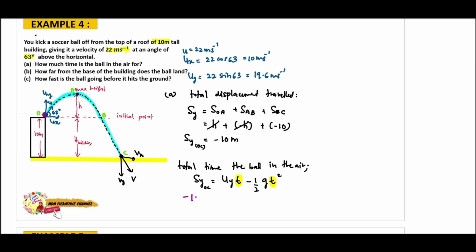Okay, so let's substitute the values. SY is negative 10. Kalau tersilap, tak letak negatif, jawapan terus akan jadi salah. So, UY is 19.60 minus half 9.81 T squared. Therefore, okay, rearrange the equation. Ini jadi quadratic equation. So, saya susun semula. Negative 4.905 T squared plus 19.60, okay, plus 10 equal to 0. Kan quadratic equation. Tekan calculator.